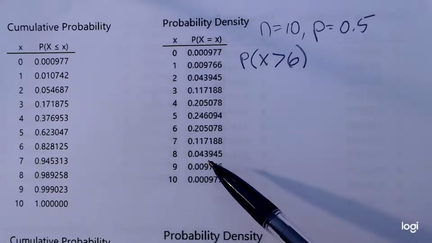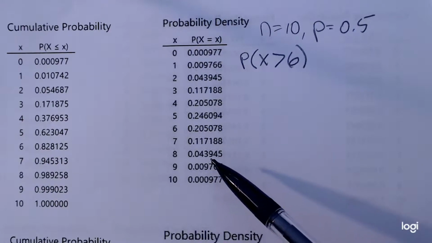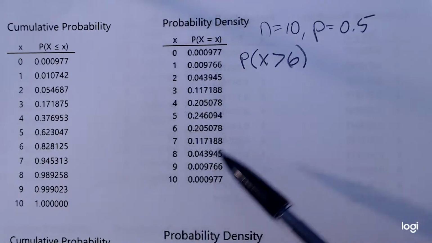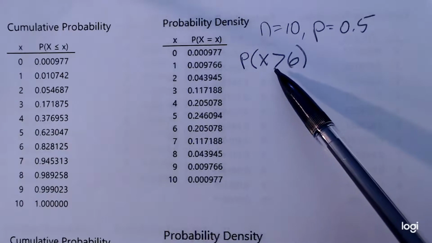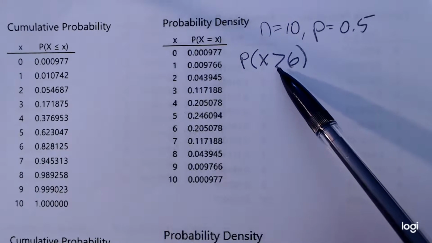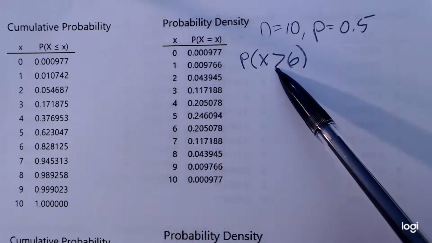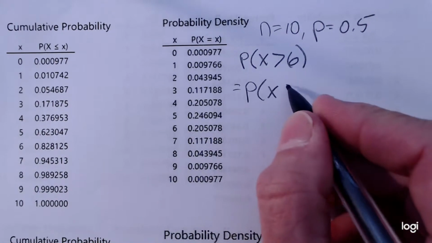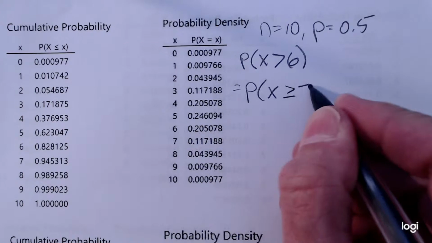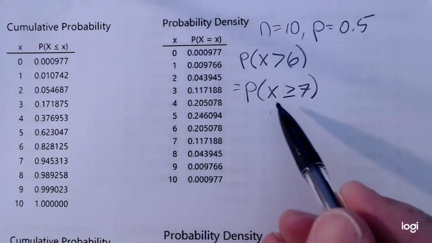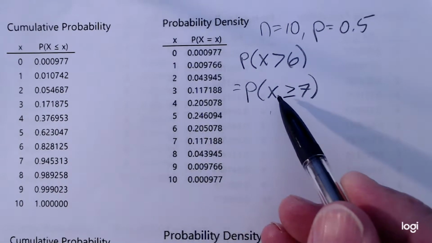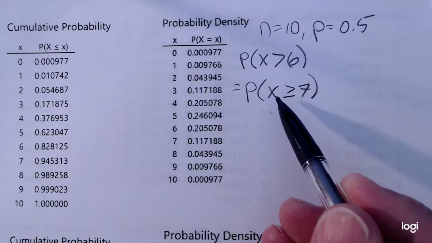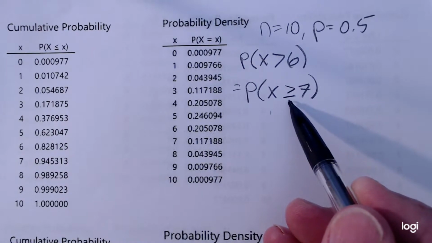So when I'm looking at a greater than case, I'm looking at the probability that X takes on a value more than 6 for this example, and that does not include the 6. So this is going to be equal to the probability X is actually greater than or equal to 7. We do this because X doesn't exist between 6 and 7, so we actually have to start at 7.